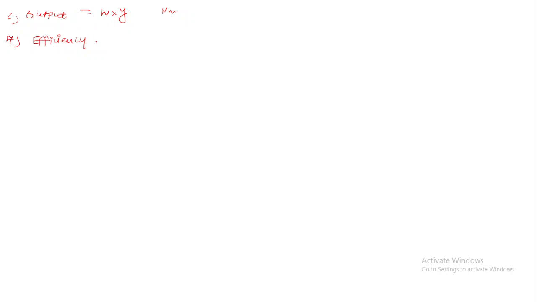Efficiency is equal to output divided by input into 100. We will calculate always efficiency in terms of percentage, that's why we have multiplied by 100. So what is output? W load into distance traveled by load. Input is effort into distance traveled by the effort. So what I will do, W by P, I will write this as W by P and this as Y by X.